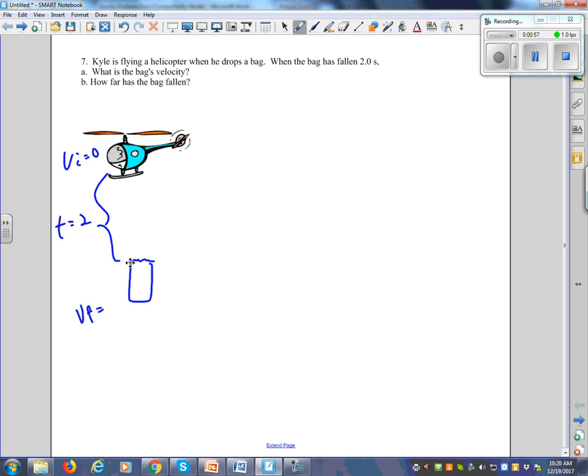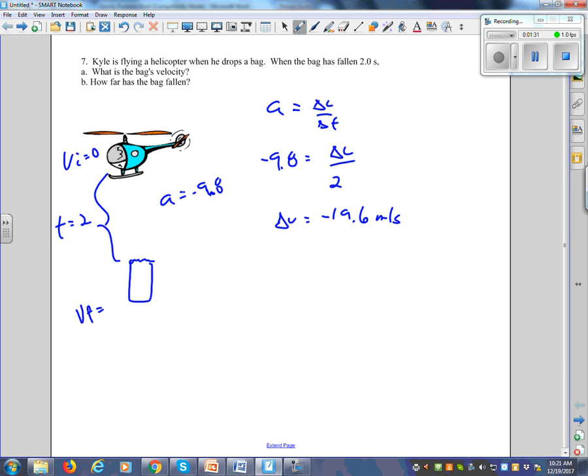Well, what do we know? We also know the acceleration is minus 9.8. So I know the acceleration and I know the time. And I know that one formula that has those in it is a equals delta v over delta t. Which means that our change in velocity is minus 19.6 meters per second. The speed changes by minus 19.6.